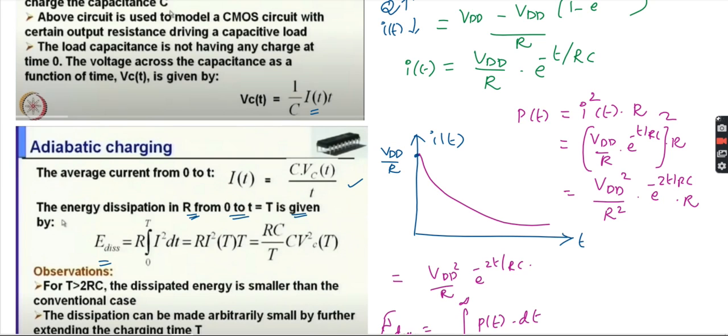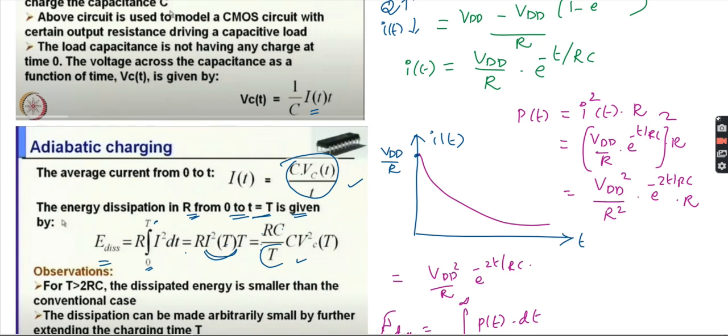given by R into the integral from 0 to T of I squared dt, which is equal to R into I squared of T, where the small t is equal to capital T. That is what we take here. So 0 to T will be T, so T into T. That will be equal to RC by T, where I squared of T is nothing but C into VC(T). You substitute over there, then we will get it.